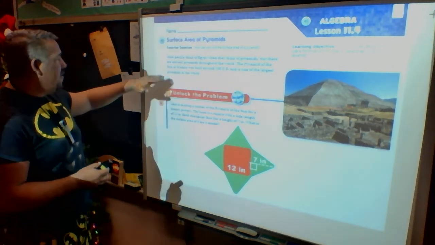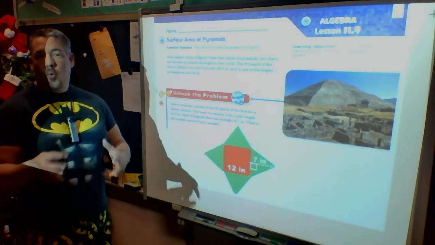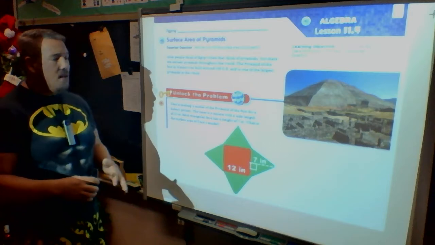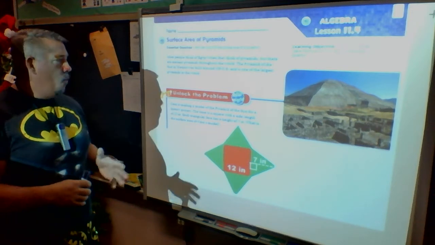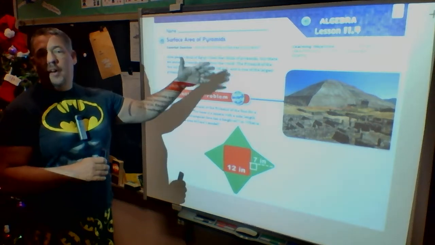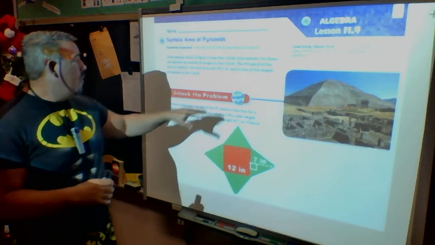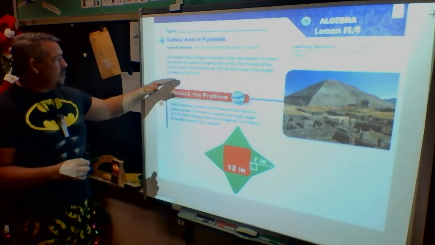The Pyramid of the Sun in Mexico was built around 100 CE. Once again, that's a science term where they changed that about 15 years ago. We always have used AD and BC, and now we have current era instead of AD. It still means the same thing, our current time. And it's one of the largest pyramids in the world.